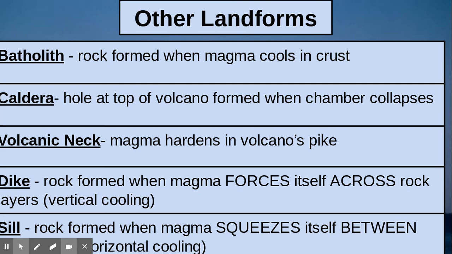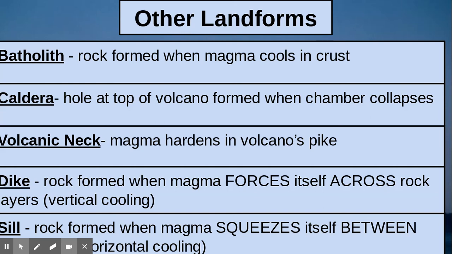And then dike and sill, I want to go over because they're very similar. So I put in all caps the words that are different. That's how similar they are. So a dike is rock formed, so they're both rock formations again, when magma forces itself across rock layers. This is going to be in a vertical cooling motion.